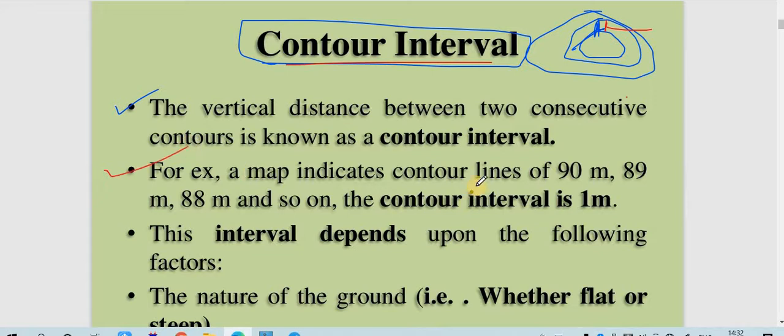For example, a map indicating contour lines of 90 meter, 89 meter, 88 meter and so on means the contour interval is 1 meter. As you can see, it is dropping from 90 to 89, then from 89 to 88 and so on. That means the interval between all the lines is 1 meter.